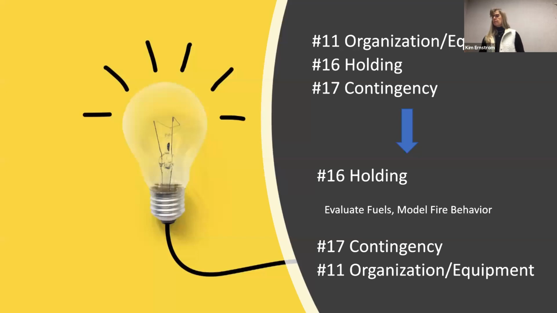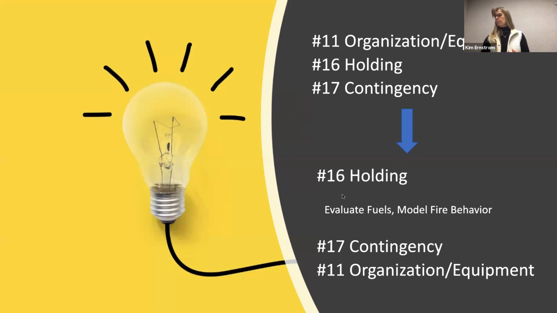So the next part of this goes into organization, holding, and contingency. And we're going to do a similar thing. I'm going to show you how the models can help support these parts of the plan, what parts of them are really important, and then how to think of them. I want you to think of these things as a package. In the burn plan, they're listed as element 11, element 16, and element 17.